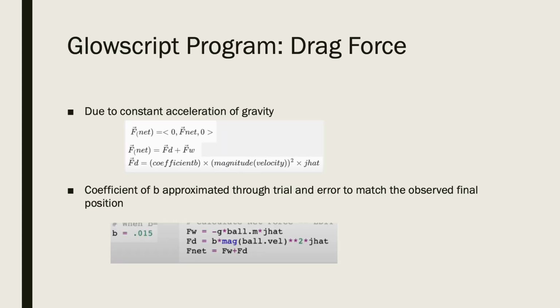Now the model to include drag force. I changed the net force to be the sum of the calculated force of gravity and the calculated drag force. I set drag equal to the coefficient b, which is approximated through trial and error until the predicted final position best matched the observed position, times the magnitude of the velocity squared times the positive j hat factor, since the direction of drag is opposite to the direction of motion. I inputted all this information in my code, which is shown here.